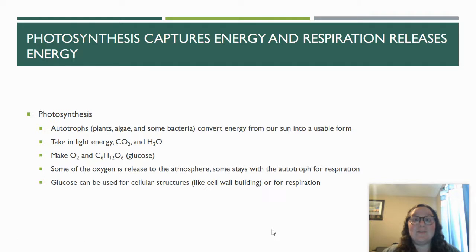So let's review photosynthesis and respiration. During photosynthesis, autotrophs convert energy from our sun into a usable form. So they'll take in light energy, carbon dioxide, and water to make oxygen gas and glucose. Some of that oxygen will be released back into the atmosphere, but some will stay with the autotroph for respiration. And then that glucose will be stored and used in the plant. So maybe it's going to combine a bunch of glucoses together to make a cell wall or something. And then that glucose can be transferred to heterotrophs when it eats an autotroph.